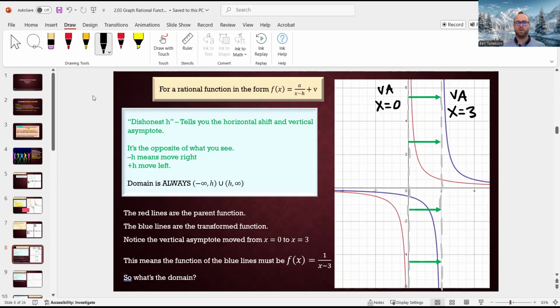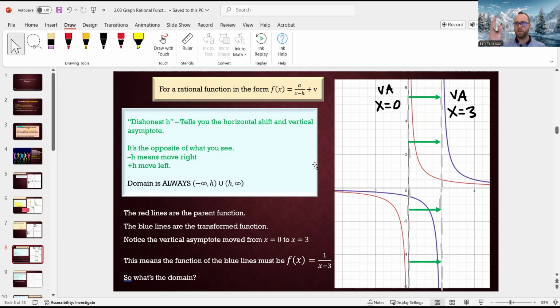And here are our main transformations that are new to us today. The first one is dishonest H. And I like to call him dishonest H because he's a sneaky guy. He's actually the opposite of what you see. So we see H right there, and let's learn about him. Dishonest H tells you the horizontal shift and vertical asymptote. It tells you both of those things.